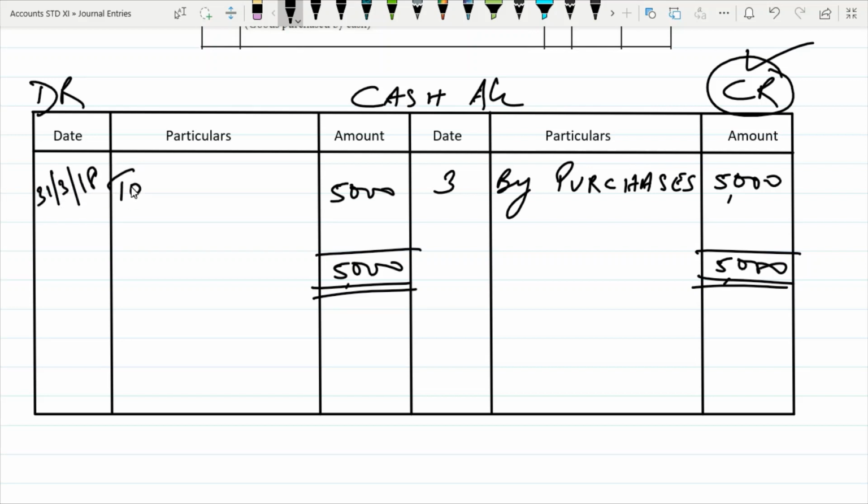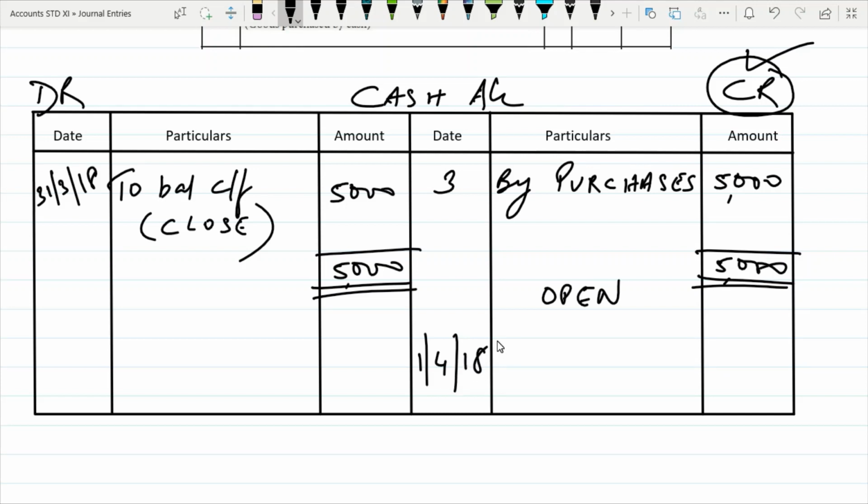So start with 2, balance carried forward. Now this is the closing balance. I'm just writing in brackets, this is the closing. Now the opening will come here. So we shall take it on the next day, that is 1st April 18. By balance brought forward. By balance brought forward is how much? 5,000.